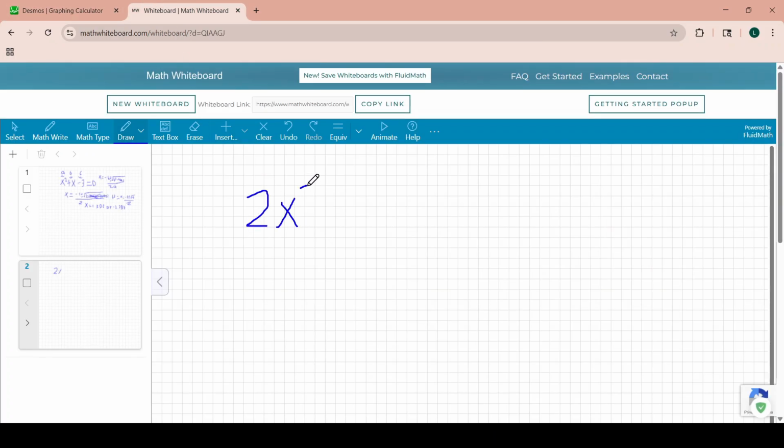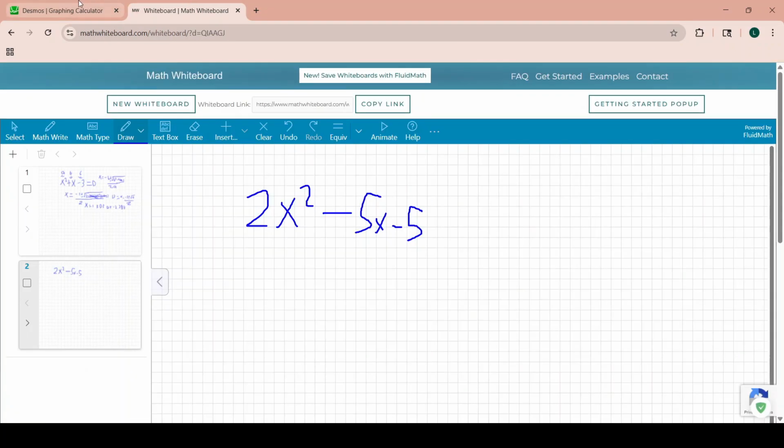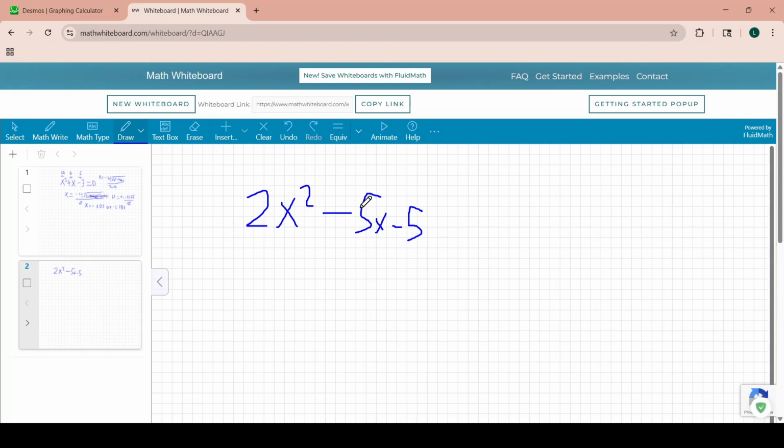So let's say we have 2x squared minus 5x minus 5. How exactly can we do this? Well, this one does not look very easy to factor either. So we're going to take our negative b. Since b is negative 5, negative b is 5. And we're going to say plus or minus the square root of b squared. Well, that's negative 5 squared, which is 25, minus 4 times a times c.